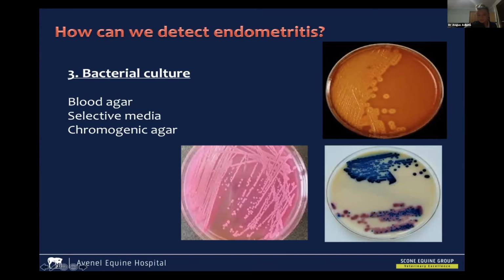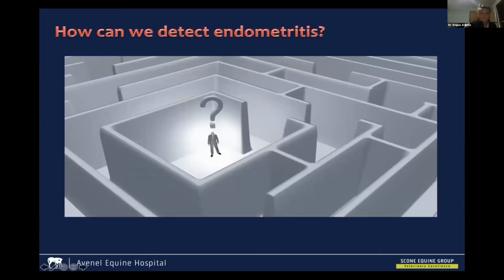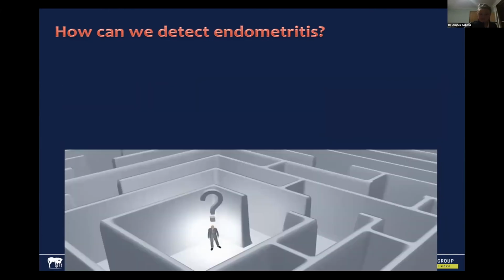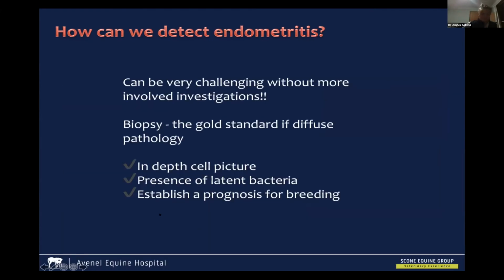And the bottom right, this is chromogenic agar, which is a special type of agar which has colour changes which differentiate different bacterial types. But often it's a bit of a minefield, and we suspect endometritis is there, but we can't actually find it. So we might not be able to culture bugs, and we might not have inflammatory cells on our swabs. And that probably accounts for a minority of cases, but there'll certainly be barren mares where we've got pretty little to go on.